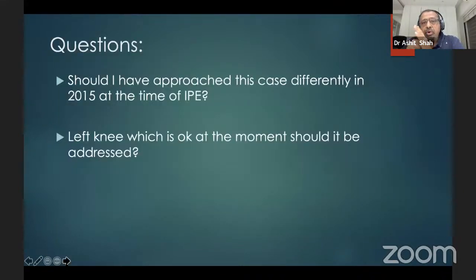So should I have approached this case differently in 2015 when I did the IPE? And should we be doing anything to the left knee, because that is also going slightly into hyperextension clinically? So these are the two questions that I wanted to ask.